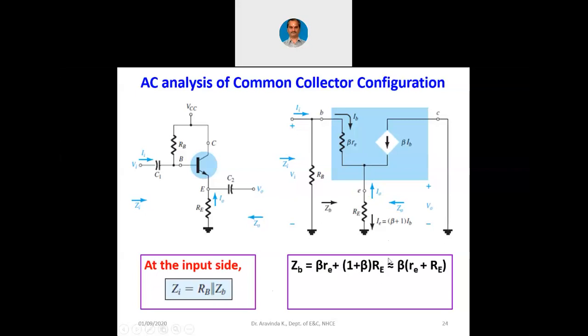How did we find it out? See, here it is IB coming and here it is 1 plus beta into IB coming. So, we have beta into re and here we have 1 plus beta into capital RE. The voltage across this RE is 1 plus beta into IB times RE. And the voltage across this base is nothing but beta into re times IB. So, beta into re and beta IB is part of our pi model itself.